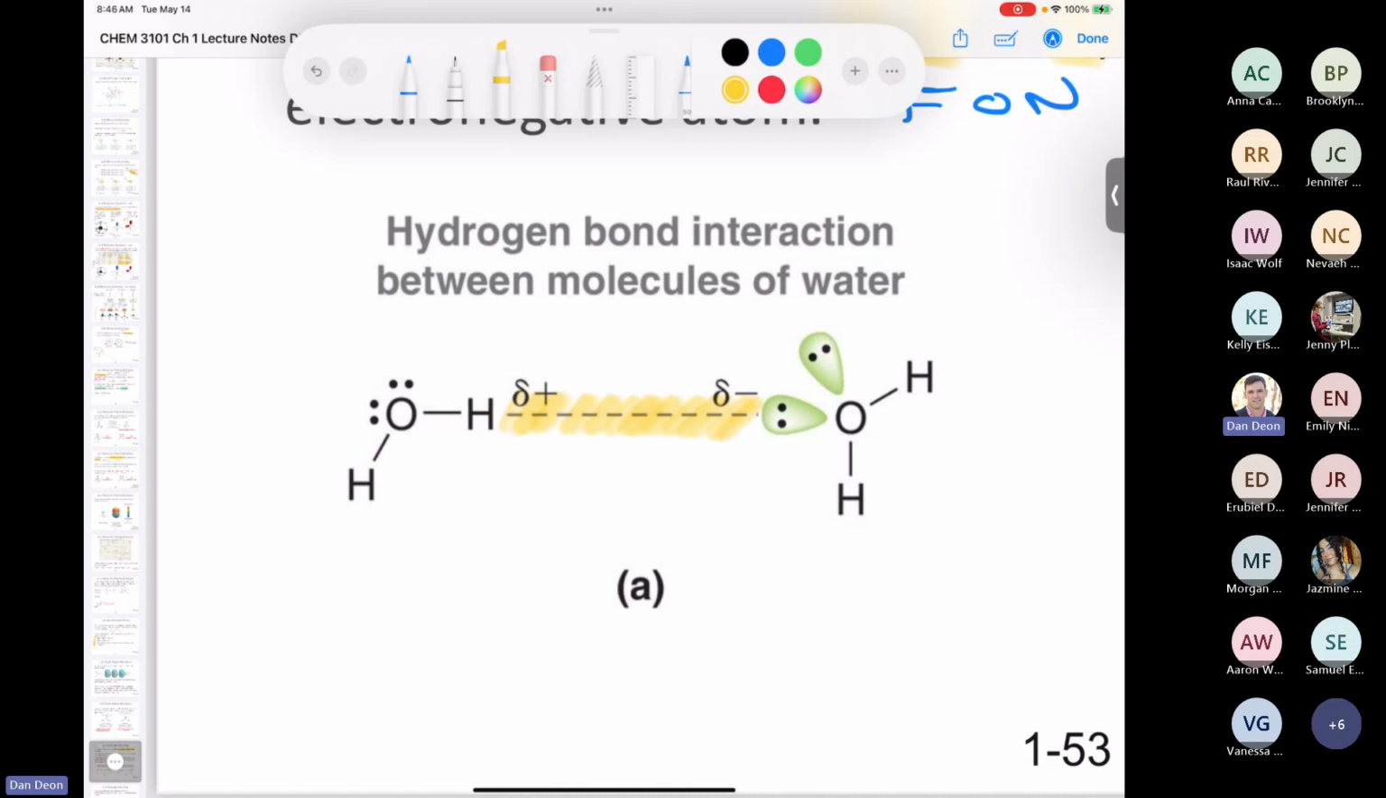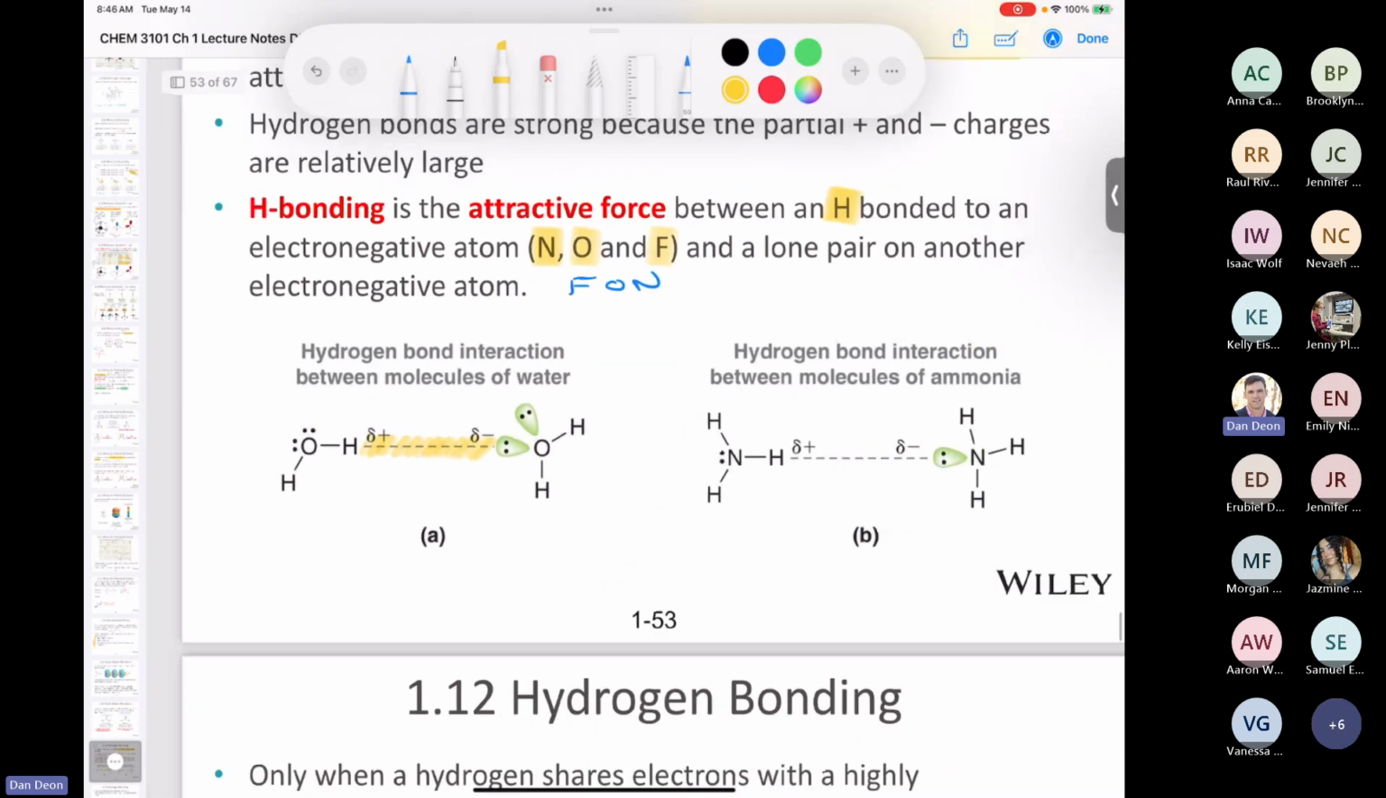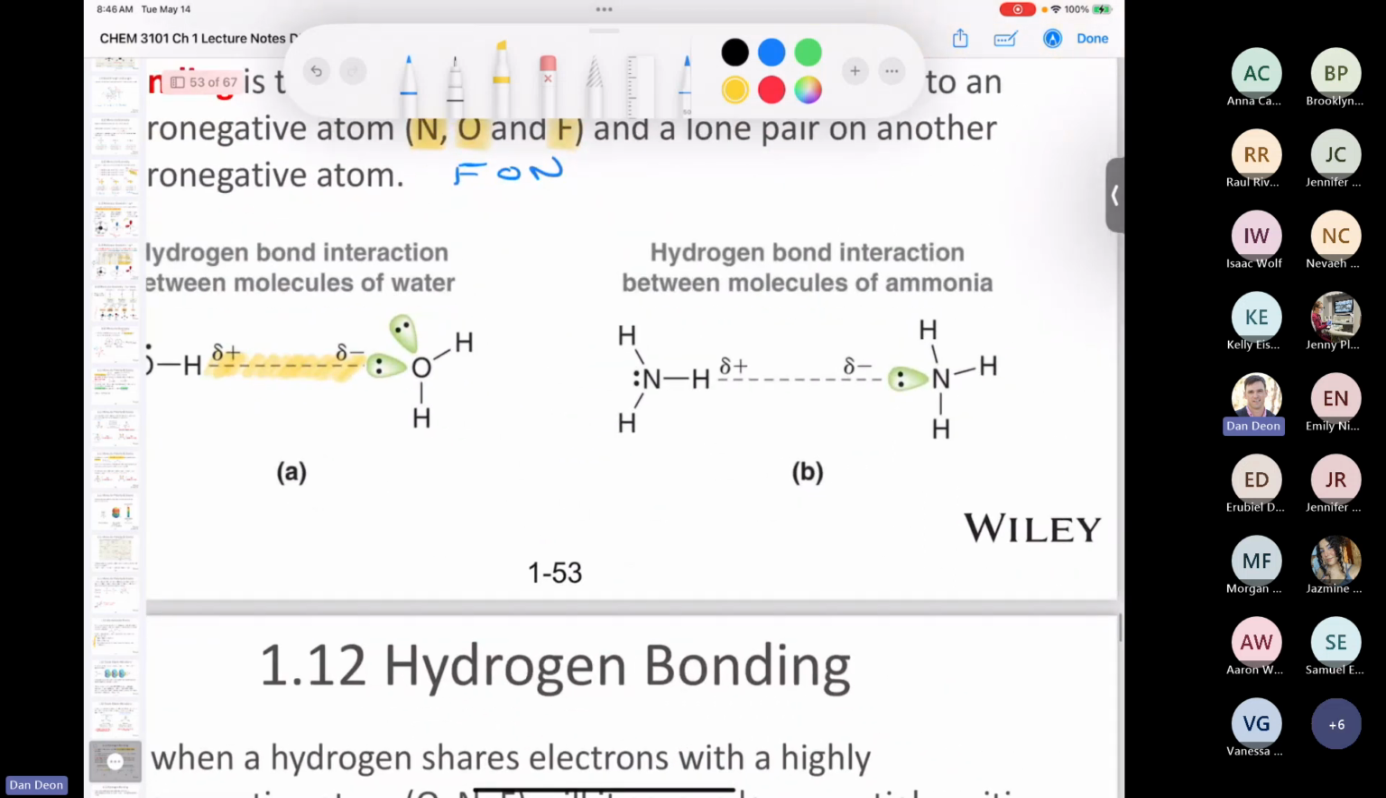But why does water have a higher boiling point than something like ammonia? Because ammonia, this is ammonia here, right? Ammonia has hydrogen bonding. You can see you have a bond between nitrogen and hydrogen. You have your delta plus, you have your delta minus. You can see this cute little hydrogen bond that somebody drew in there.